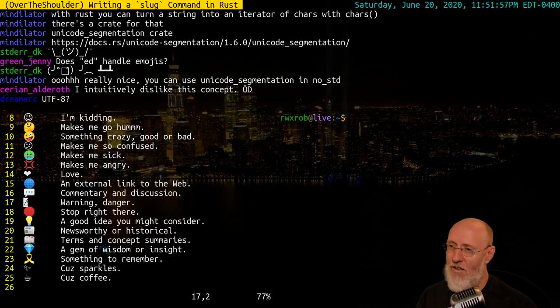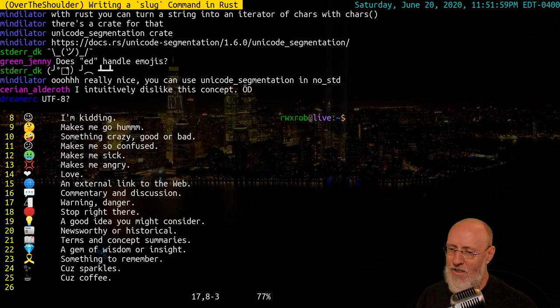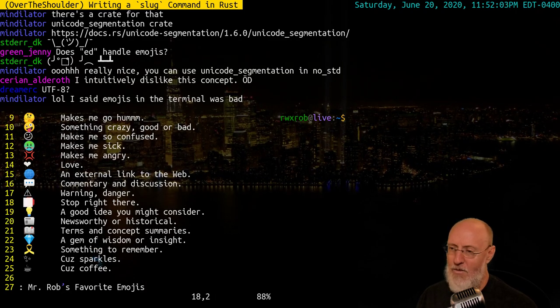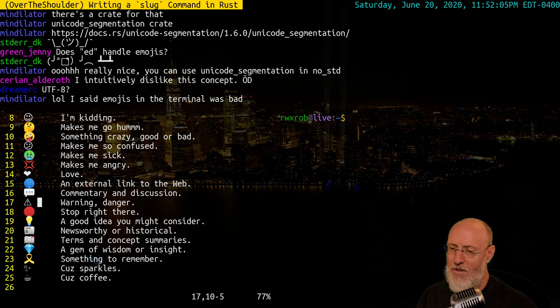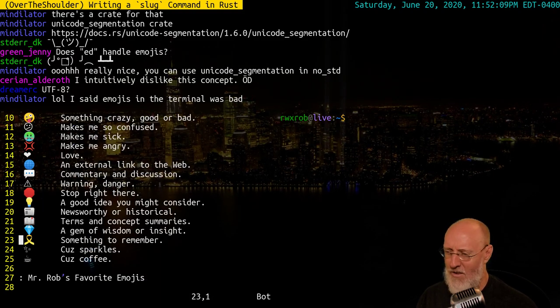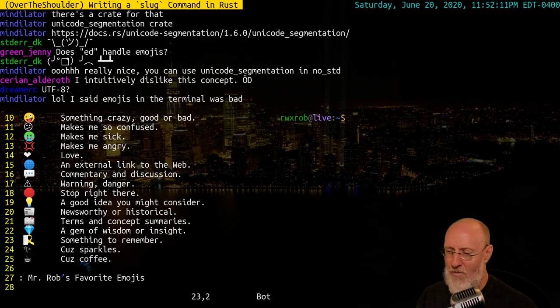This is UTF-8. All this is UTF-8. So you see this one? This one's smaller. That one's 4. That one's 3. This is fun. I've been wanting to do this. So some of them are on a different plane.